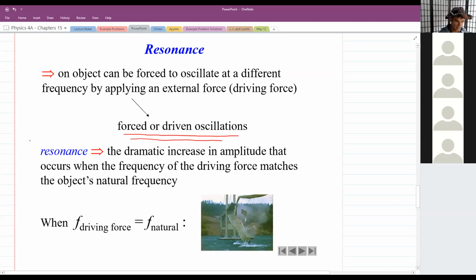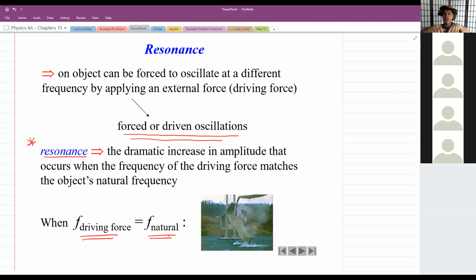Well, here's what resonance is, and it's a very cool concept: if I match the frequency of my driving force to the natural frequency it wants to oscillate at, I can cause this dramatic increase in amplitude, and that's what resonance is. It's a dramatic increase in amplitude that happens when the frequency of forced oscillations, or the frequency you're driving it at, matches the object's natural frequency. So if you're thinking about pushing a child on a swing, if you're not paying attention and you just push randomly, sometimes you're going to be helping them out and make them swing higher, sometimes you're not.